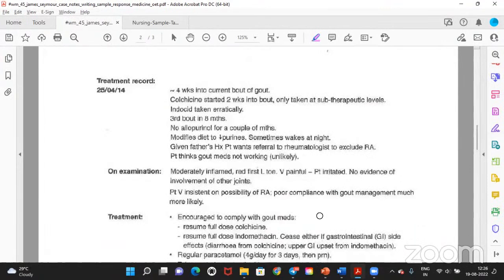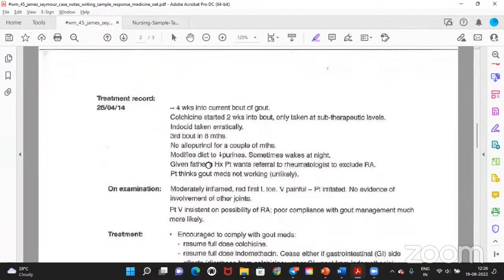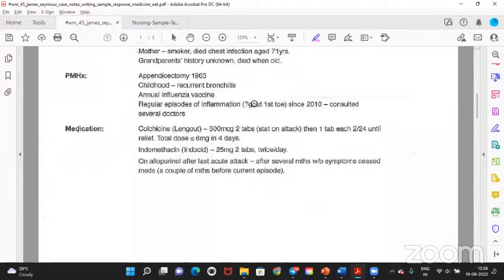Where else is it given? So here, see here, provisional. Question mark is there. Okay, this is the question mark. Remember here, gout, first two. Question mark means doubtful. Inflammation is there. So don't write gout, confirm it.